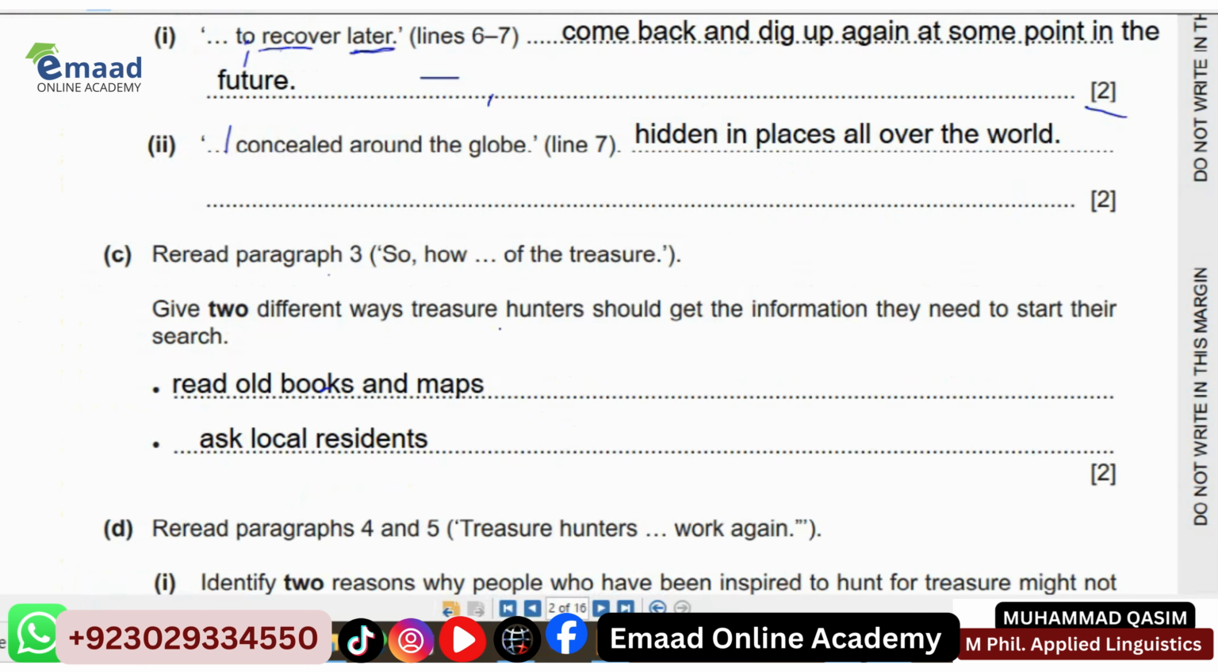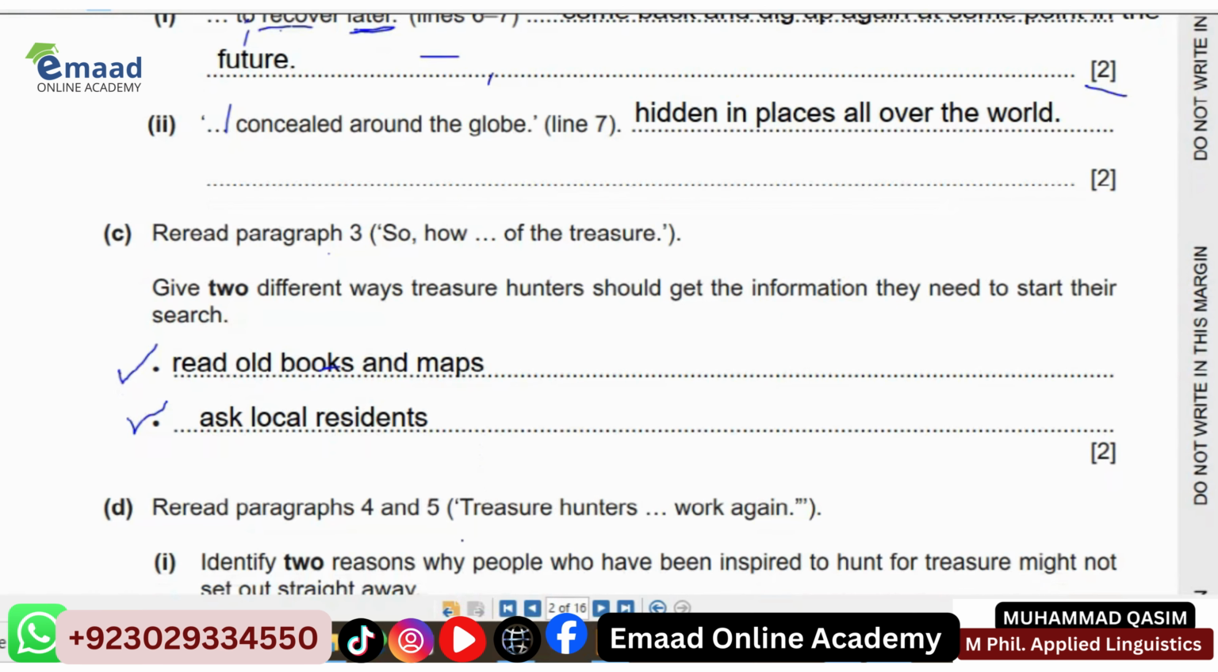Give 2 different ways treasure hunters should get the information they need to start their search. If we sum up, the 2 things are here. Read old books and maps. Ask the local residents. The other details, like they either pay or give them a percentage of the treasure, are not needed here. This is enough. Ask local residents and read old books and maps. Okay, so you can also write the treasure hunters should read old books and maps and ask local residents to start their search.